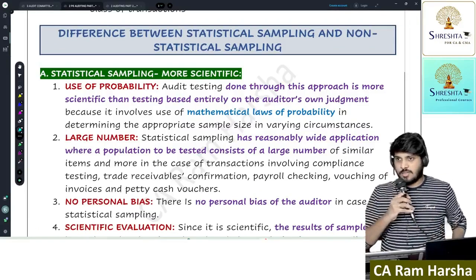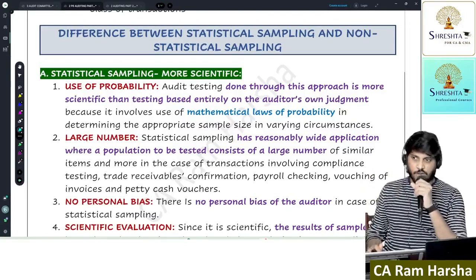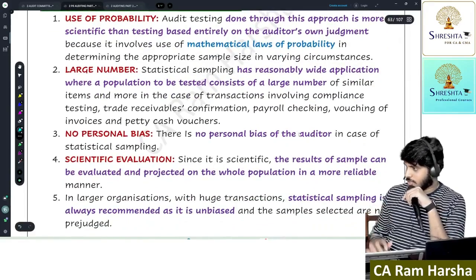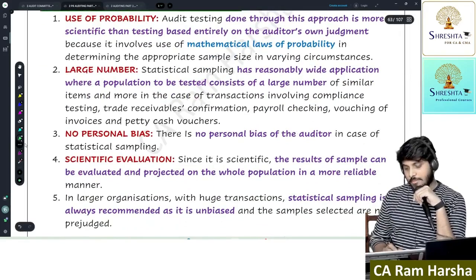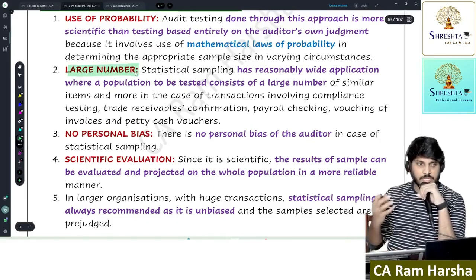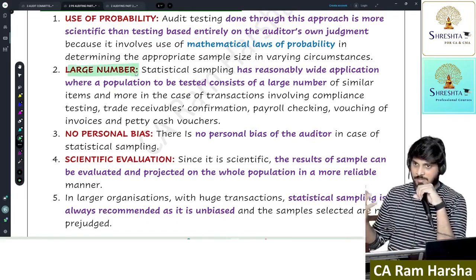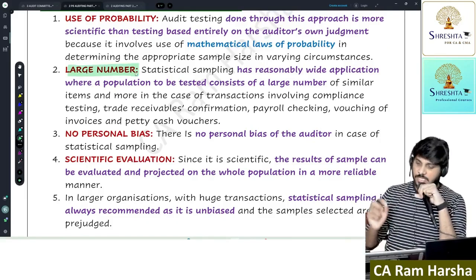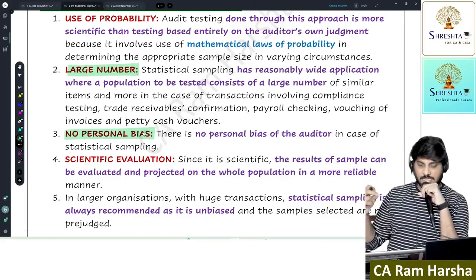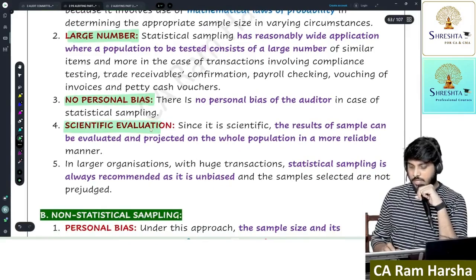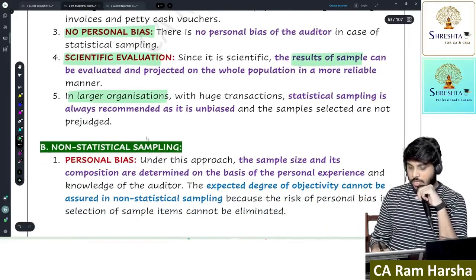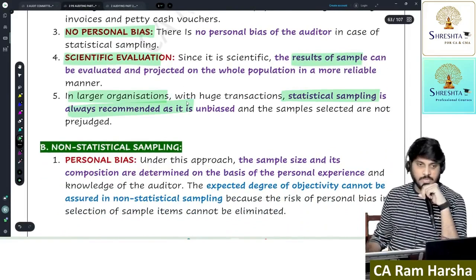So, we are discussing the difference between statistical and non-statistical sampling. The difference is, in statistical sampling, we use probability theories. We apply mathematical calculations. Especially, statistical sampling is useful where a large number of transactions were there in a given volume of data. And in statistical sampling, we don't have any personal bias in selecting the sample. And the evaluation will be absolutely scientific based on the result of the sample. And in case of a larger organization, statistical sampling is always recommended.